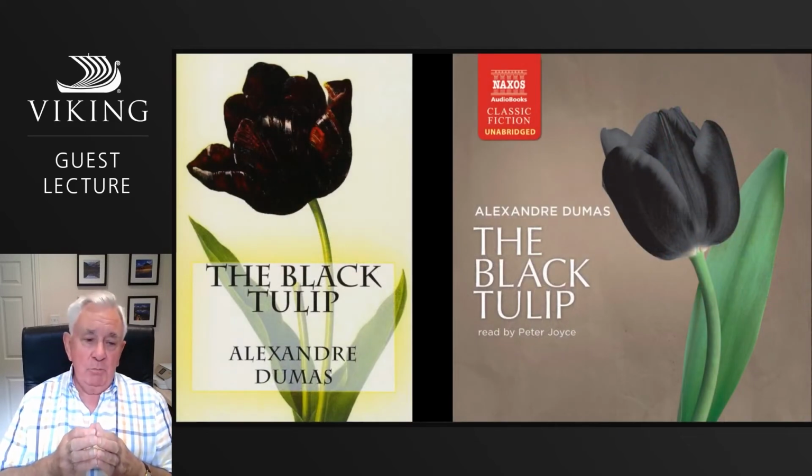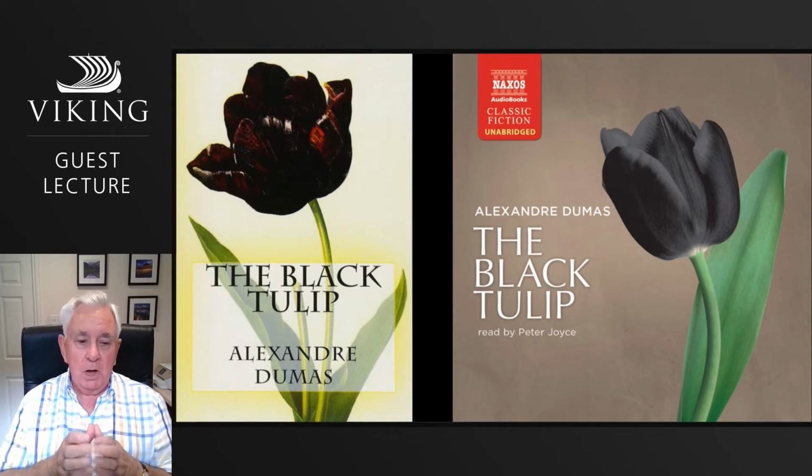Now, many of you may be familiar with this book, The Black Tulip, written by Alexander Dumas. There were two Alexander Dumas, father and son. This one was written by the father. And although the story involves the breeding of a black tulip, there's a competition and a prize for the first person to breed one, the story is not really about plants or botany. It's really all about politics. It just happens to involve a black tulip.